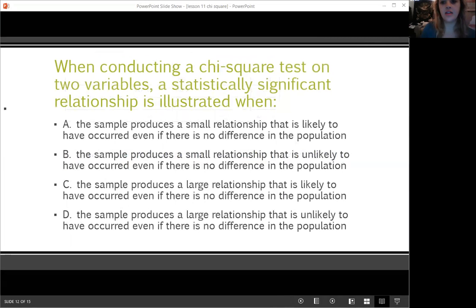When conducting a chi-squared test on 2 variables, a statistically significant relationship is illustrated when what? So go ahead, read through these answers, and then we will go over it together.